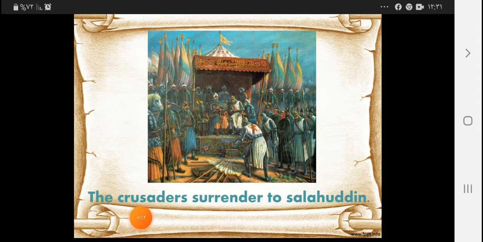This picture shows us how the Crusaders surrendered to Salah ad-Din al-Ayyubi. You can see how Salah ad-Din looked like at the time in which the Crusaders declared their loss and surrendered to this great Muslim warrior.